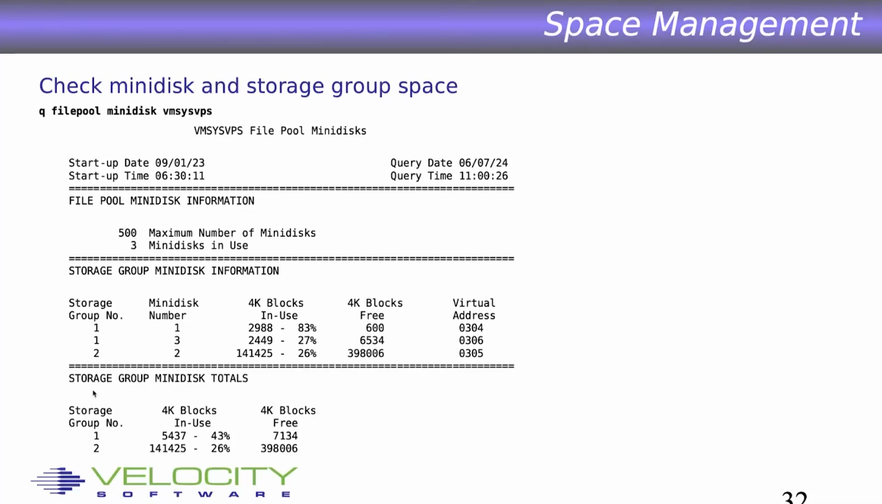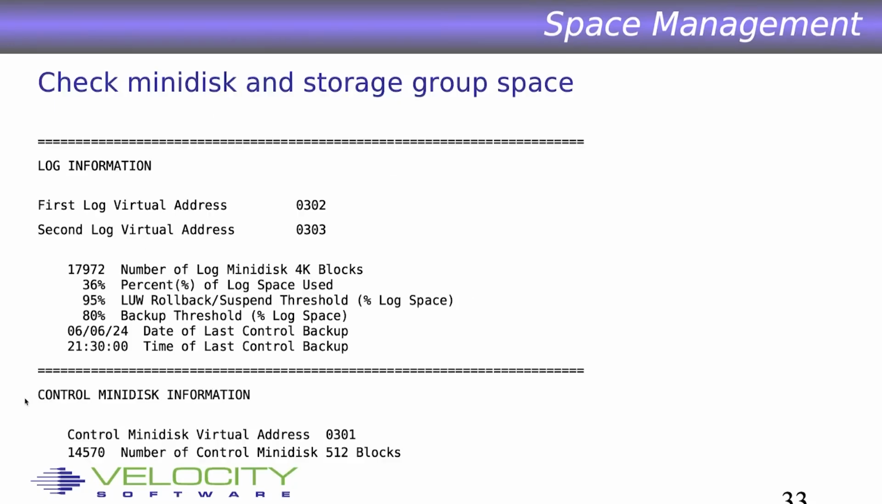If I look at the storage group totals, this groups it by storage group specifically without the intervening constituent minidisks. So this is probably the best place to look for it because we can see exactly how full a specific storage group is. And there's also information in this output about the logs. We can see how full the logs are currently and the control minidisk.